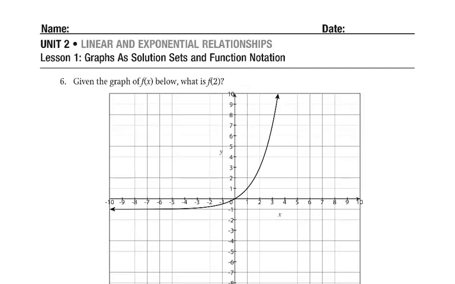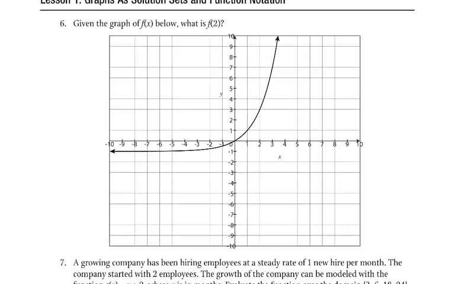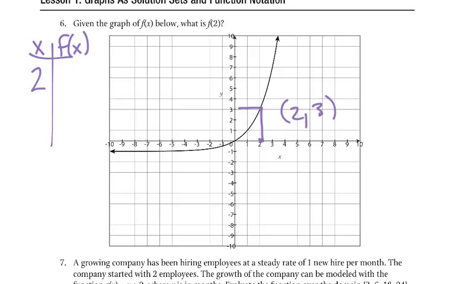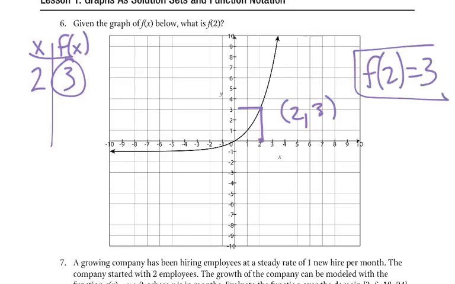Alright, so taking a look at 6, same idea. The graph of f of x below, what is f of 2? So x and f of x. If we have 2 for x, what's our y value? Well, go to 2 on our x value, jump up to our graph. So that would be 2, and then our y value would be 3, so it's 3. F of 2 equals 3. That's our x value, our y value, or our f of x value.